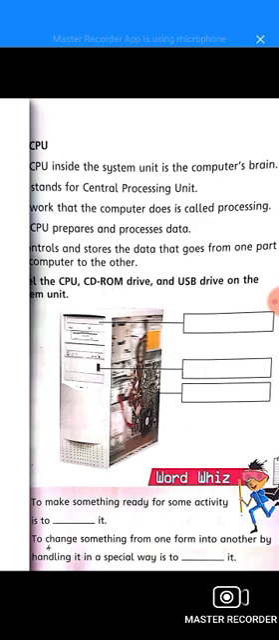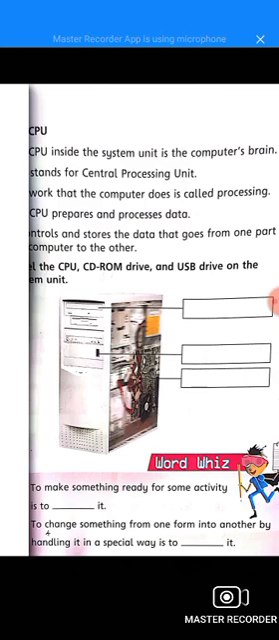Now label the CPU. Here, in the first box, you will write CD-ROM drive. You will insert CD here. Next, in the second box, it is USB drive. You insert your USB here. CD and USB are the storing devices. Okay, they store your data. And third we can write here CPU, or they are pointing the motherboard, but they are providing us the name CPU, CD-ROM drive, and USB.